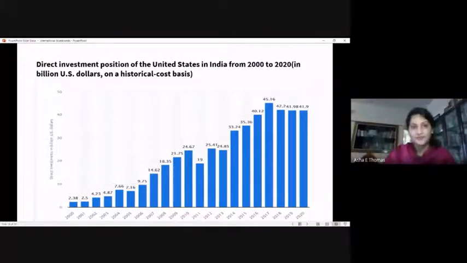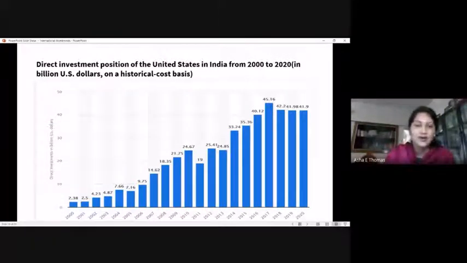And this is a recent figure which I could bring for you, which is talking about the direct investment position of United States in India. You can see that it has increased. In 2000, it was just 2.38, and now in 2020, it is standing at 41.9, in US dollar billion, being expressed in figures. So you can see how far as an economy we are progressing, and we have become more attractive to some of the leaders in the world.